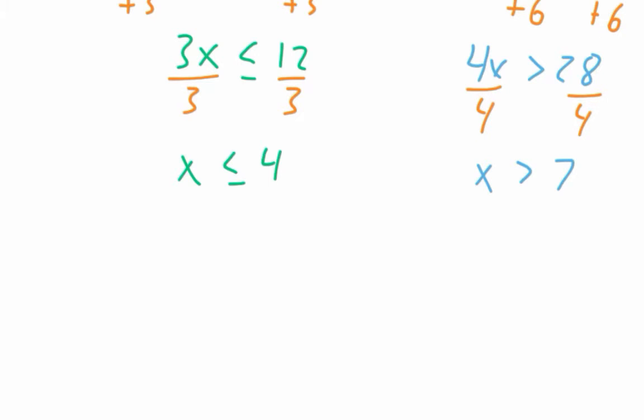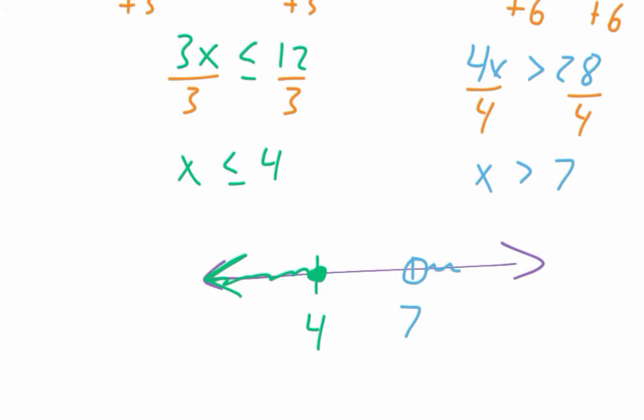And now I could go through and I could graph these. On the one side, I have x is less than or equal to 4. So that'd be a filled in circle. Shade to the left, make sure to make my arrow. Then on the right-hand side, I have x is greater than 7. So open circle, shade right. X is greater than 7.